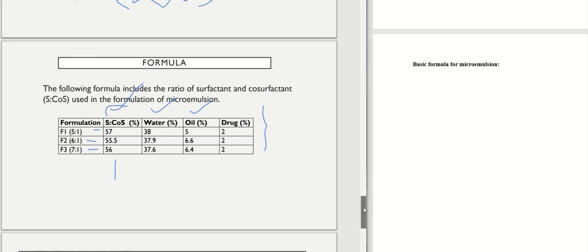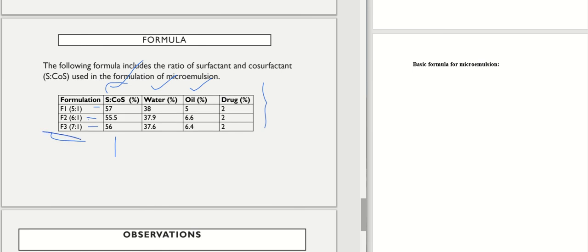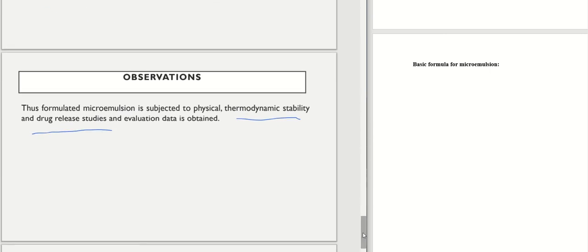So this is about the formula. After we get the transparent stable microemulsion formulation, it is subjected to physical, thermodynamic stability and drug release studies, and thus the evaluation data is obtained, and we need to check whether the formulated microemulsion is stable or not. If it is not stable, we need to change the formula so as to get a stable one. That's how we need to change these ratios to get a stable microemulsion. But in this experiment, we'll be just discussing the formulation: how can we formulate the microemulsion, and what is the basic theory and principle involved in its preparation.